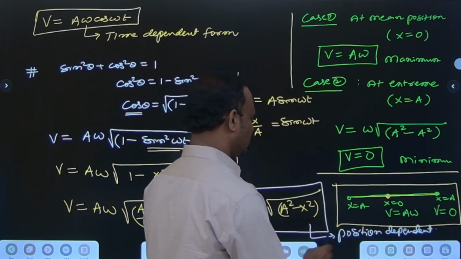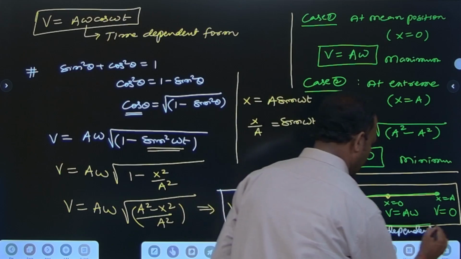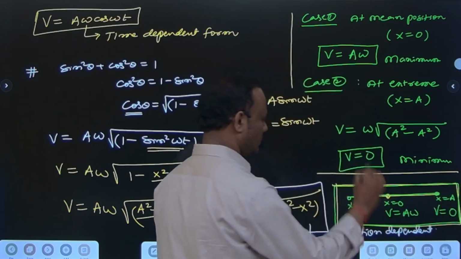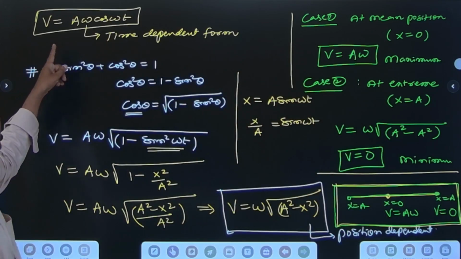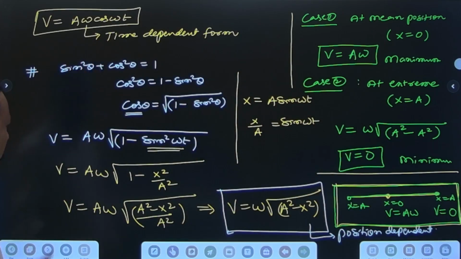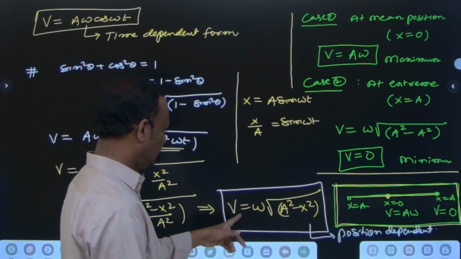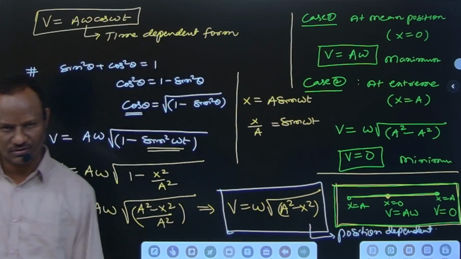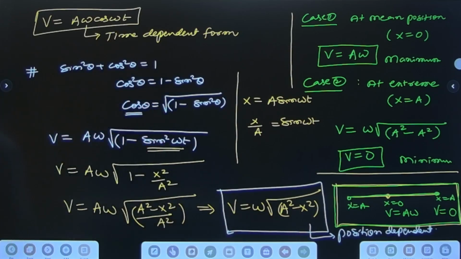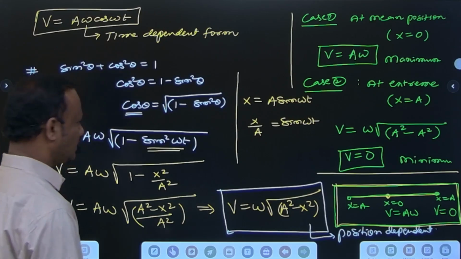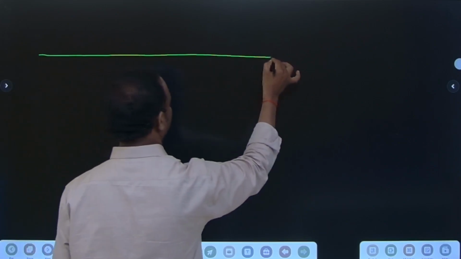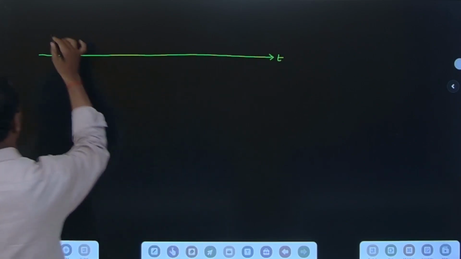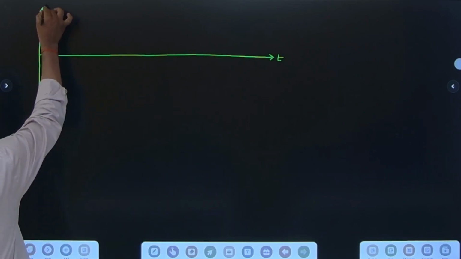So the particle at the mean position and extreme position has these velocity values. The velocity time dependent function is V equal to A omega cos omega t, and the position dependent one is V equal to omega under root of A square minus x square. Okay. So now I want to represent this graphically. The graphical presentation is given against t, and this is velocity.